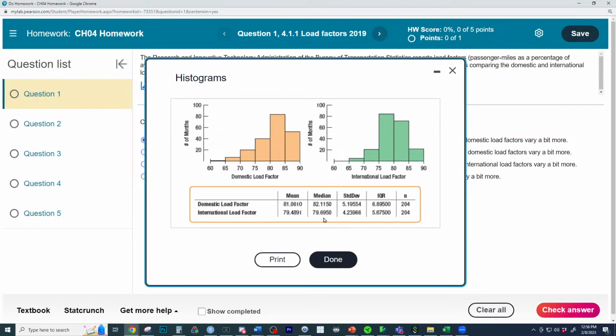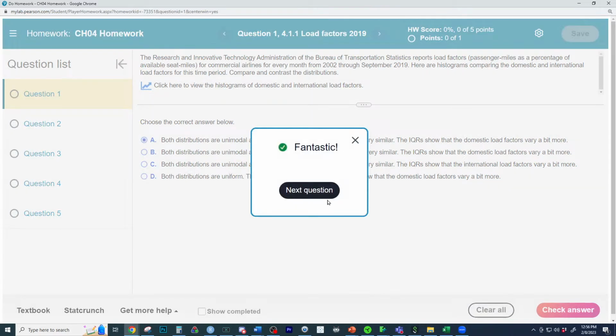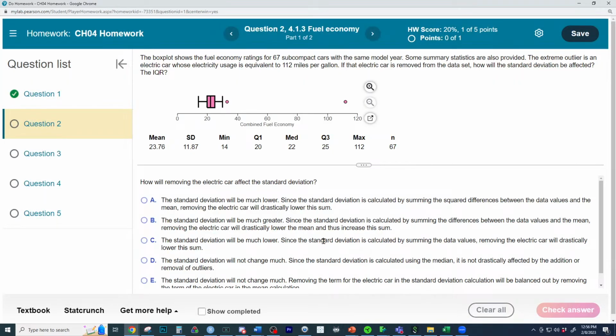The medians have a difference of 2.6. The IQR shows more variability in domestic, and that's a metric of spread right there. So that should be it. Decent question. Subjective ones are sometimes the hardest because what exactly are they looking for? Well, that varies from question to question.